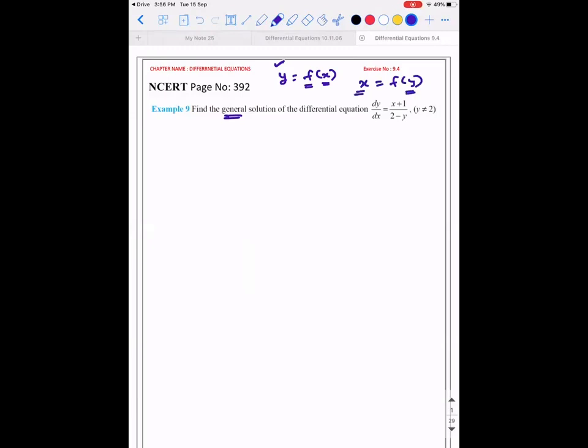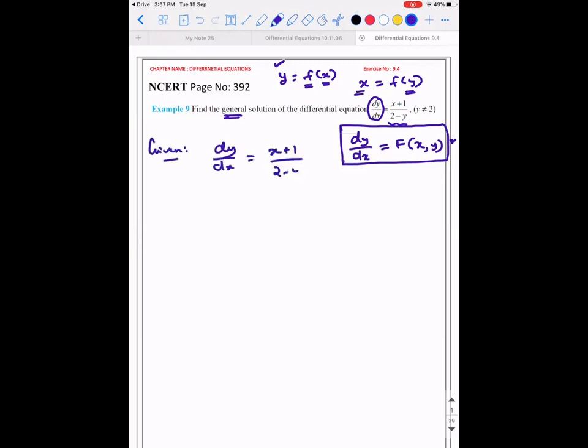Am I right? So here, if you observe, dy by dx is neither completely a function of x nor completely a function of y, because on the right hand side you have both x and y present. So it is a function of x and y. Whenever you see this kind of an expression, we need to apply the variable separable method. So according to variable separable, given dy by dx is equal to (x plus 1) divided by (2 minus y), so (2 minus y) dy will be equal to (x plus 1) dx.